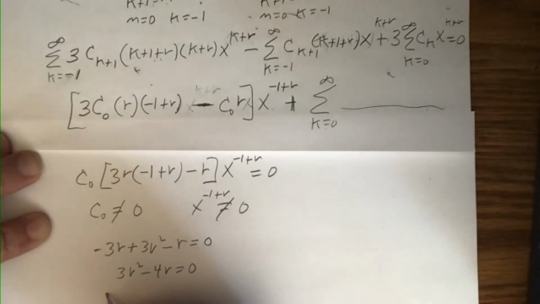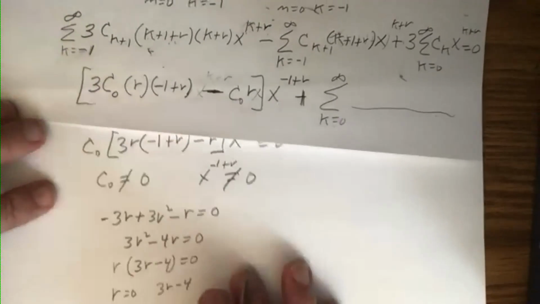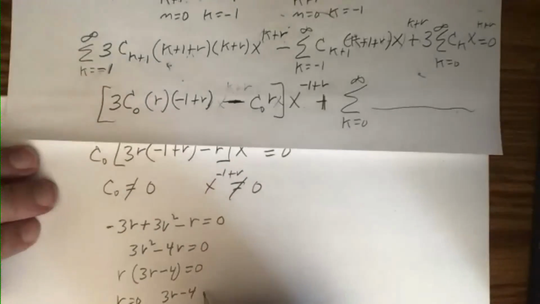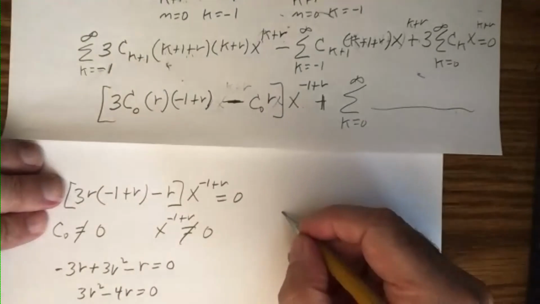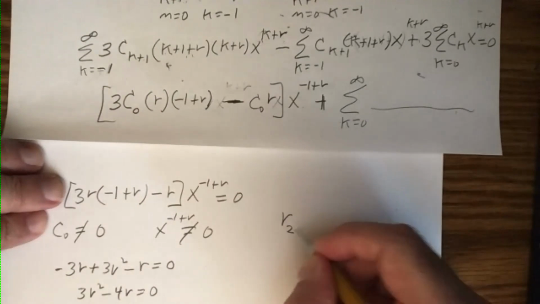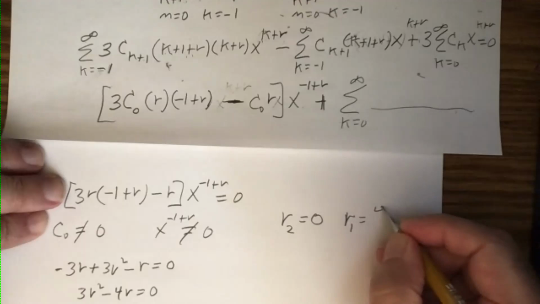Okay, I can factor out an r, and I get r times (3r minus 4) equal to 0. So this is telling me that r is equal to 0, and 3r minus 4 is equal to 0, which tells me that r is equal to 4 over 3. All right, so that's it. Those are my values: r2 is equal to 0, and r1 is equal to 4 over 3.